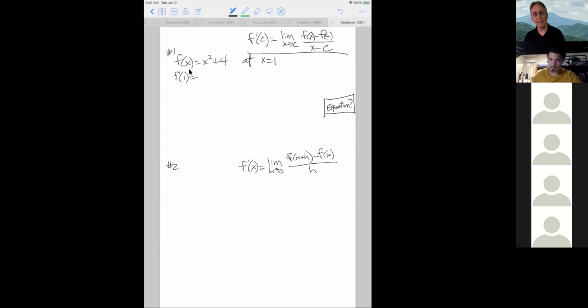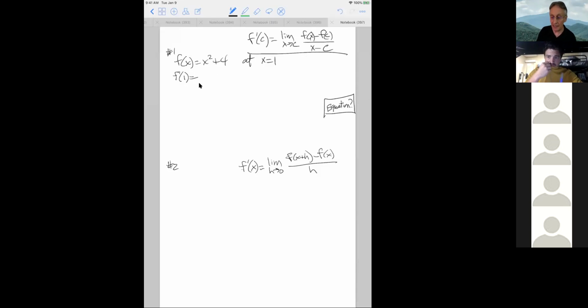Number 1, the function is x squared plus 4. Notice that it's a parabola. So that means when you take the derivative, the slope is going to be different at different places. So there's going to be an x in your answer. But we're finding it exactly at x equals 1. c equals 1. So this formula is what we're going to use and do it right now.